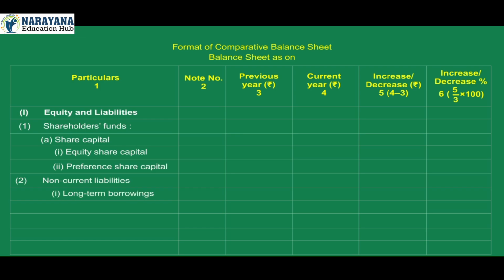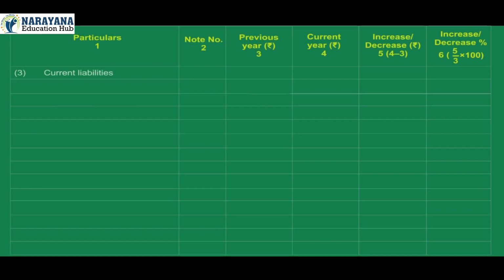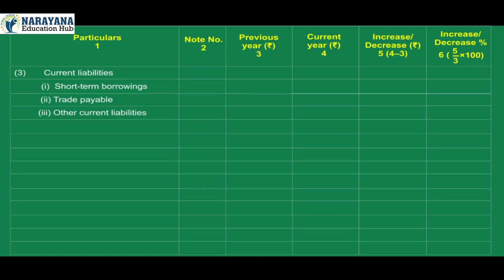2. Non-current liabilities. 1. Long-term borrowings. 2. Long-term provisions. 3. Current liabilities. 1. Short-term borrowings. 2. Trade payables. 3. Other current liabilities. 4. Short-term provisions. Total.